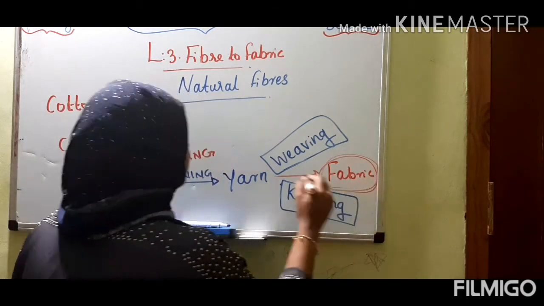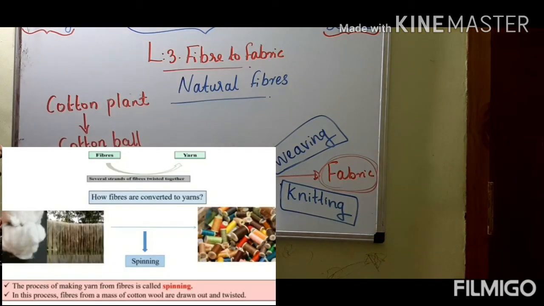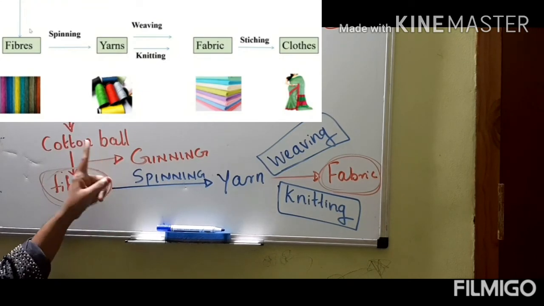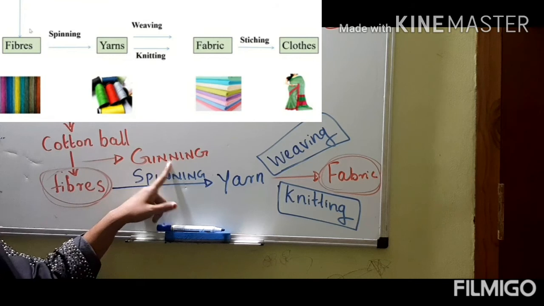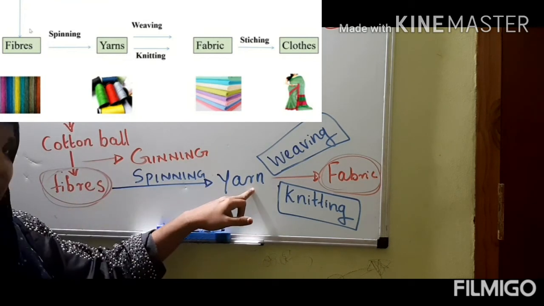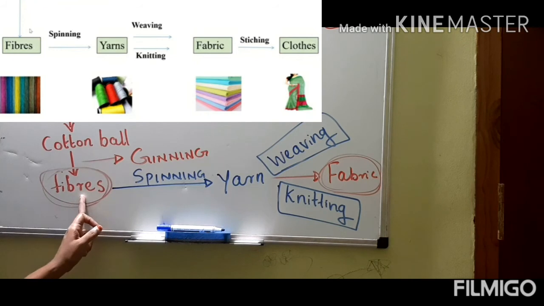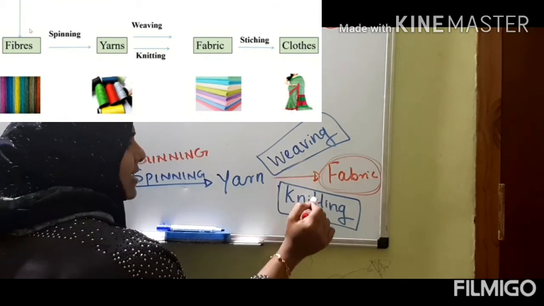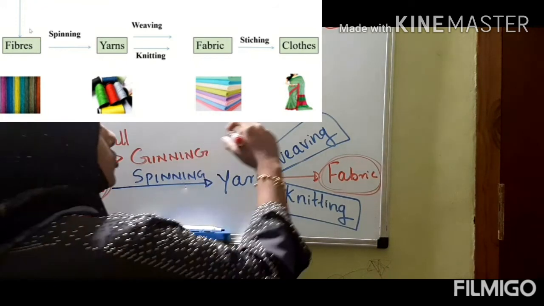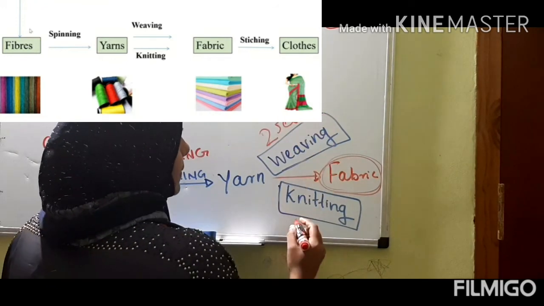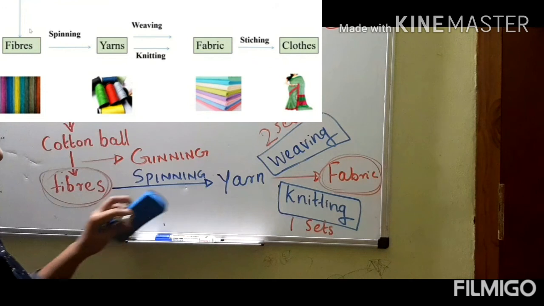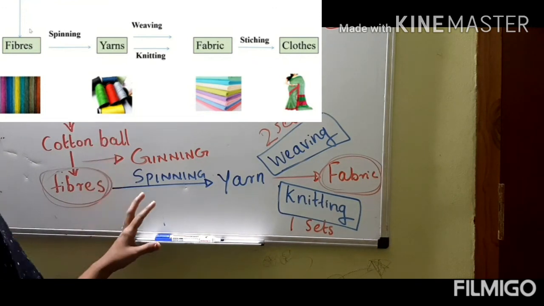So through this, we can make the fabric from the fibers. How is cotton processed? Dear children, first we get the cotton fibers from the cotton ball by combing. That process we call ginning. After that we make the yarn from cotton fibers. That process we call spinning. Then we make the fabric from the cotton yarn through two different processes, weaving and knitting. In weaving we use two sets of strands, but in knitting we use one set of yarn. Clear all of you? This is the process for making cotton fabric.